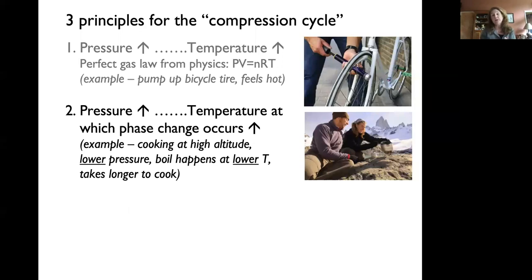Now, the most familiar example may be the same principle, but in the opposite direction. When you're at higher altitudes, you're at a lower pressure, which means the temperature at which phase change or boiling happens is lower. And that's why it takes longer for things to cook, because things are boiling at a lower temperature.